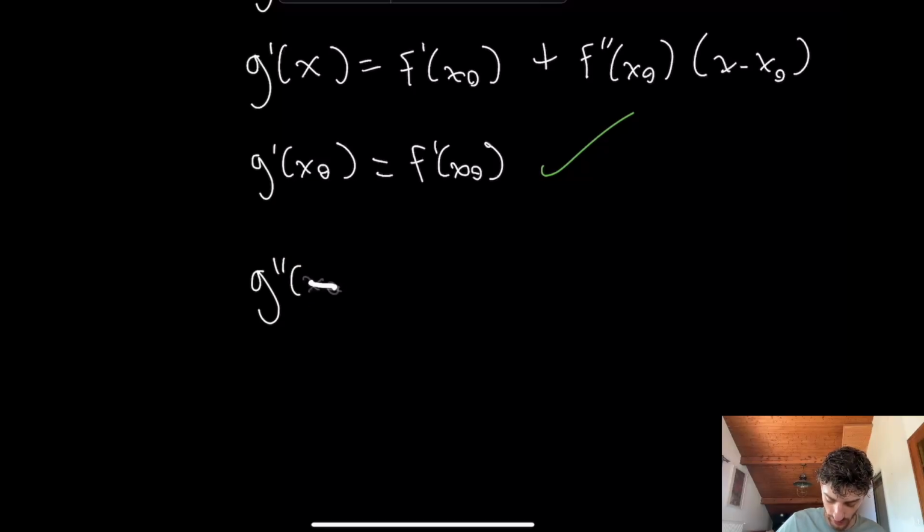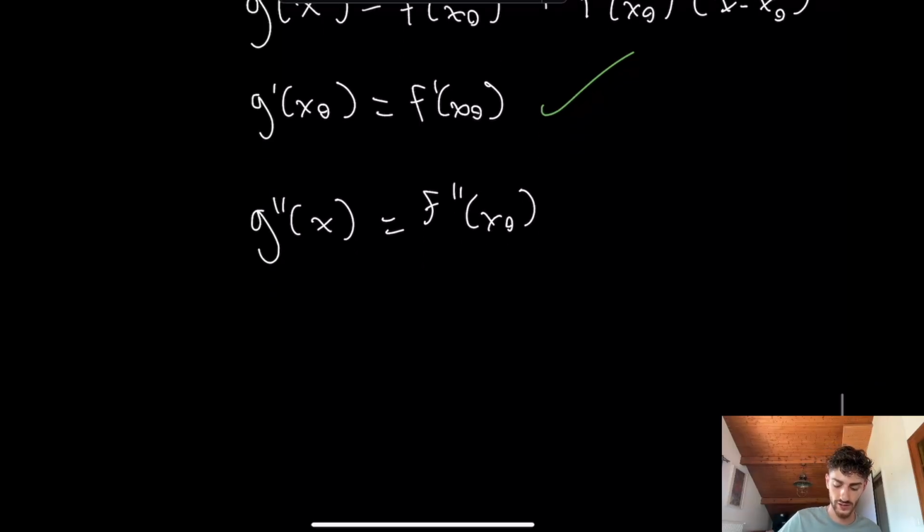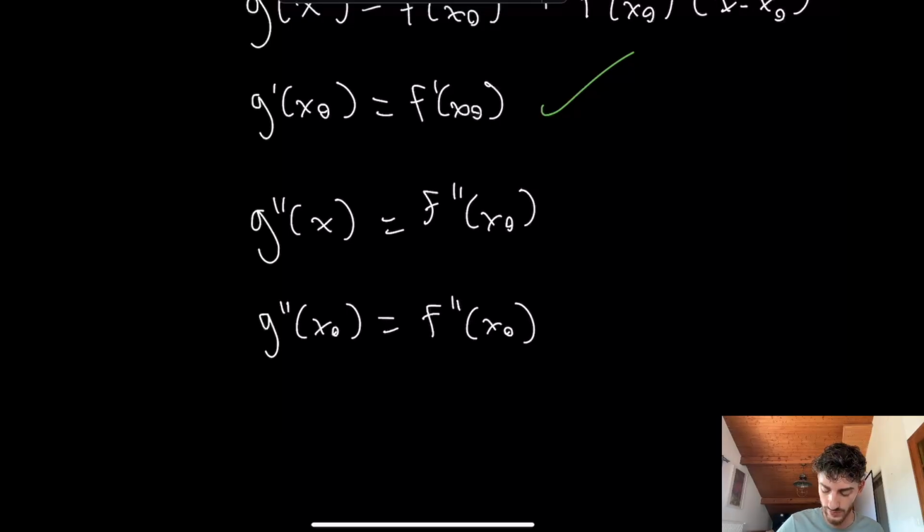Okay, and the second derivatives, I already kind of showed it, but let me just write it out. So let's take the second derivative of this. This is a constant, the derivative of it is 0. The derivative of this is just 1, so you just get this. So you get f double prime x naught, and when you plug in x naught, of course, this now matches. So the second derivative matches. So that's great.